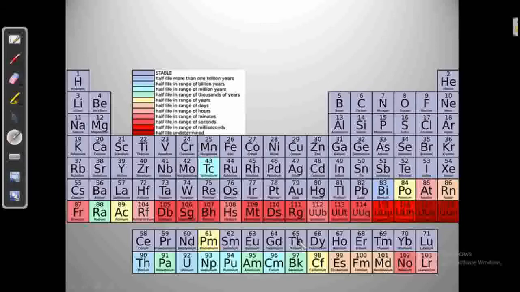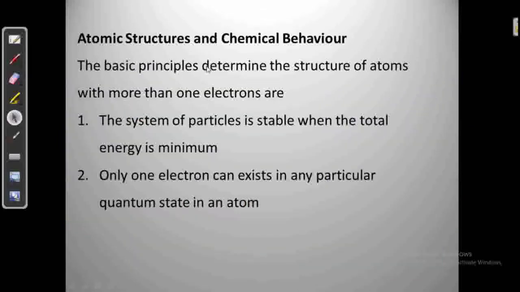You can see that if we are going from left to right in the periodic table, the size of the atom is decreasing, and if we are going from top to bottom in a group, the size of the atom increases. That is the atomic structure and chemical behavior.